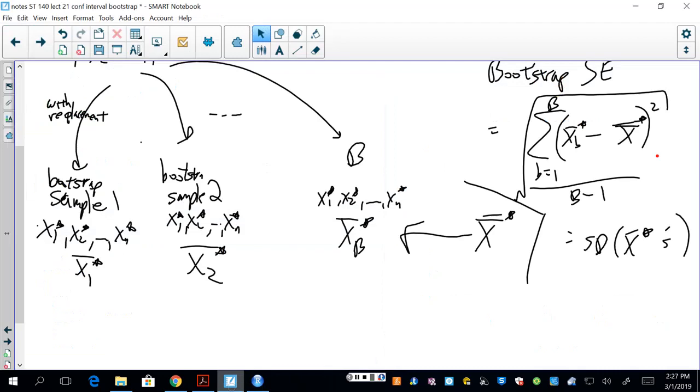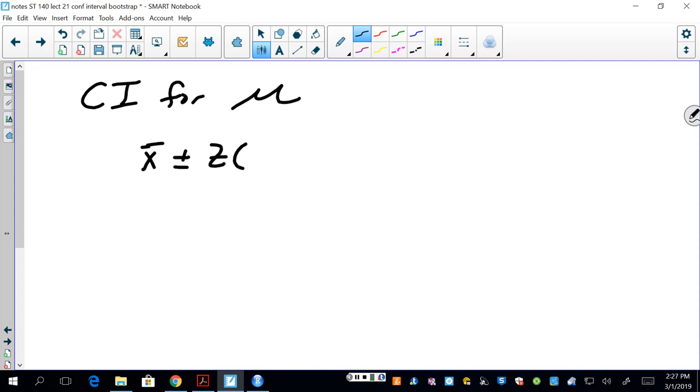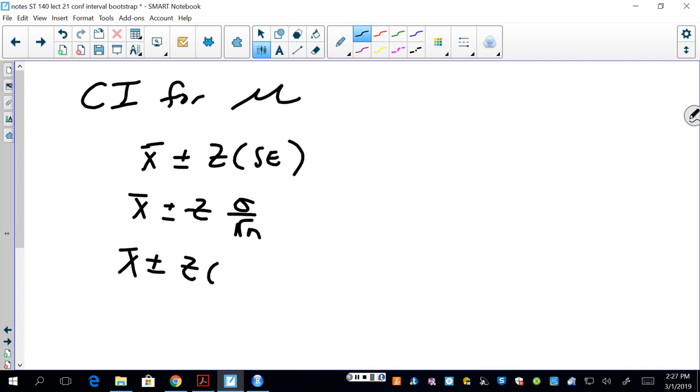So that's the key part of confidence intervals. We have a confidence interval for a mean where we take x bar plus or minus the z-value times the standard error. If we use the formula, we do sigma over the square root of n. Or we do x bar plus or minus this z-value times the bootstrap standard error. And these two should give you approximately the same answers.